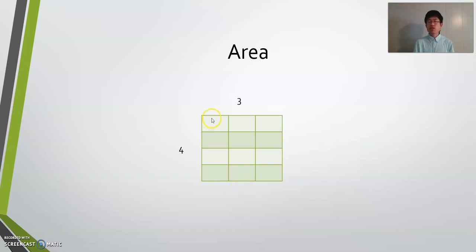Or you can also think this way, 4 plus 4 plus 4. You can say 3 plus 3 plus 3 plus 3. Or you can count 1, 2, 3, 4, 5, 6, 7, 8, 9, 10, 11, 12, and get 12. On area, your goal is to find how much there is inside that whole big rectangle. How much can you fit inside there? That's what the area represents.